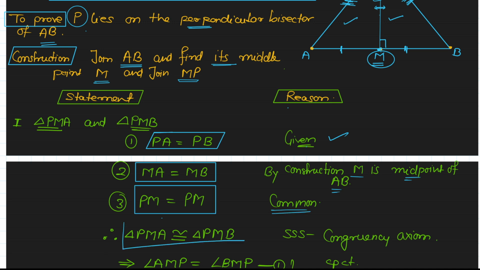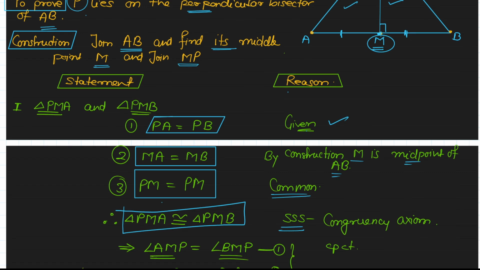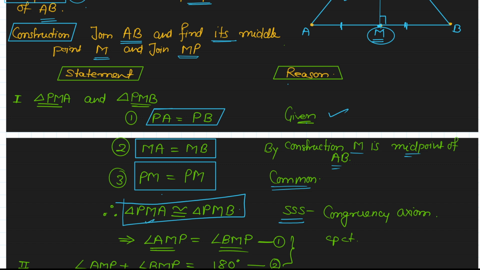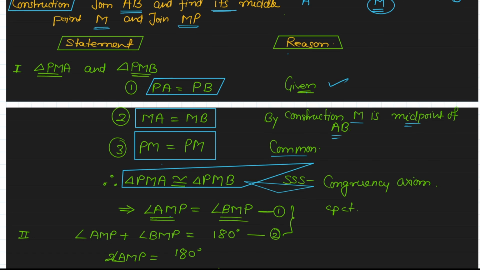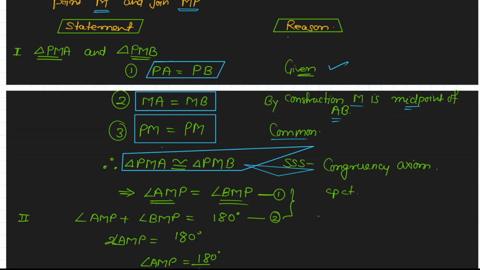So we can say here triangle PMA is congruent to triangle PMB, by the SSS side congruency axiom. Okay. So if these two triangles are congruent, we can say angle AMP equal to angle BMP. So here this angle equals this angle. So this angle and this angle are equal. Since it is in a line, if we add both the angles, this will be 180 degrees. So here I can say AMP equal to BMP. We can take this as equation 1, from CPCT it is proved.